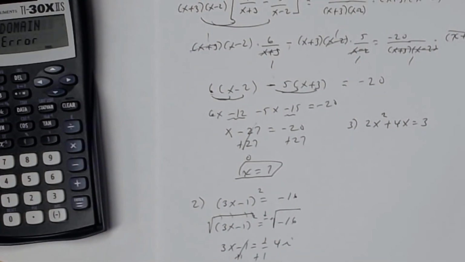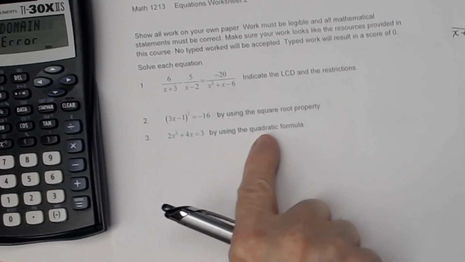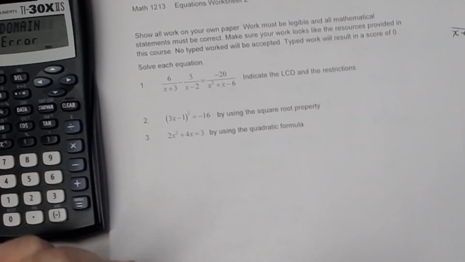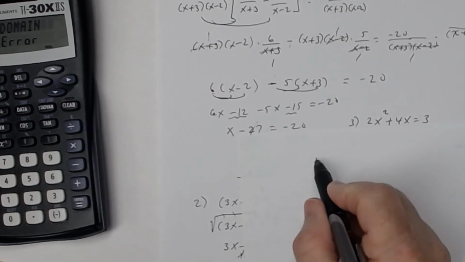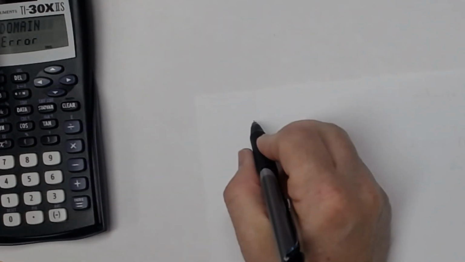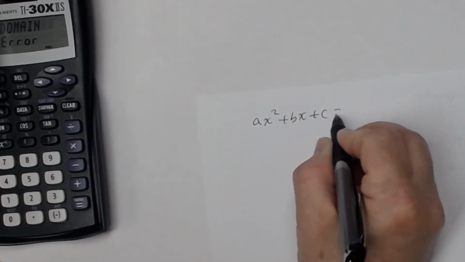And so the directions for that one said this. Solve by using the quadratic formula. Okay? All right. So remember, the quadratic formula is this. So when you have a quadratic equation, ax squared plus bx plus c equals 0.